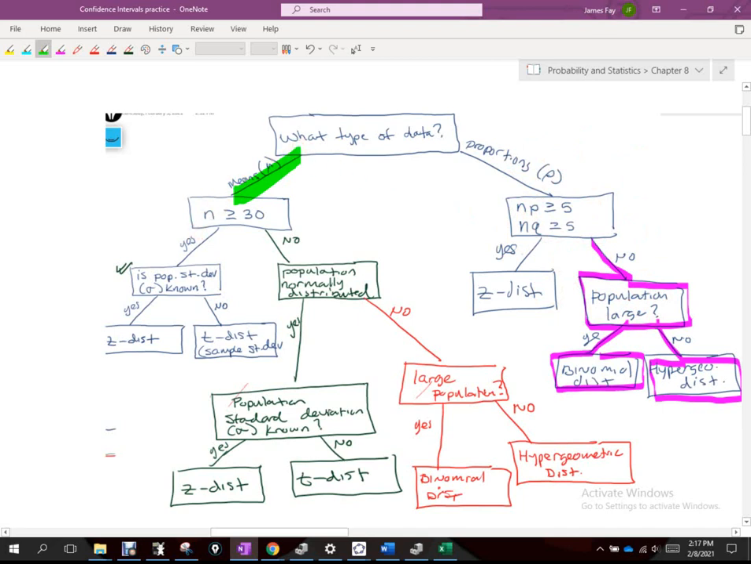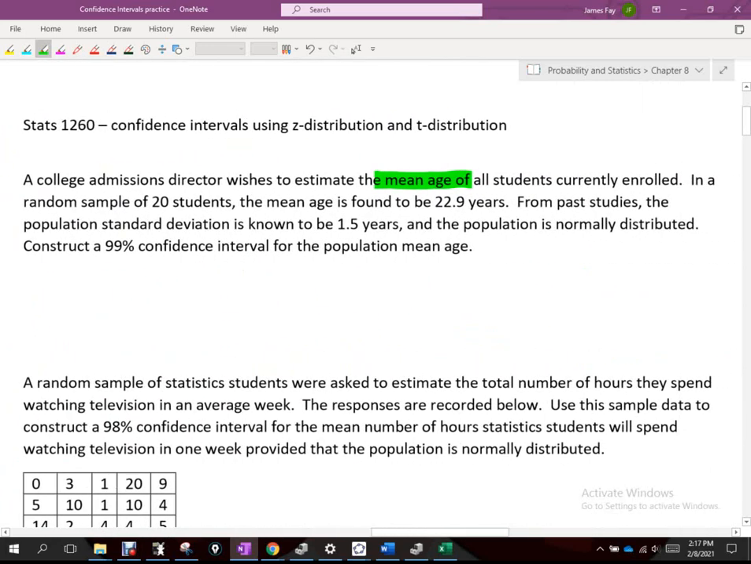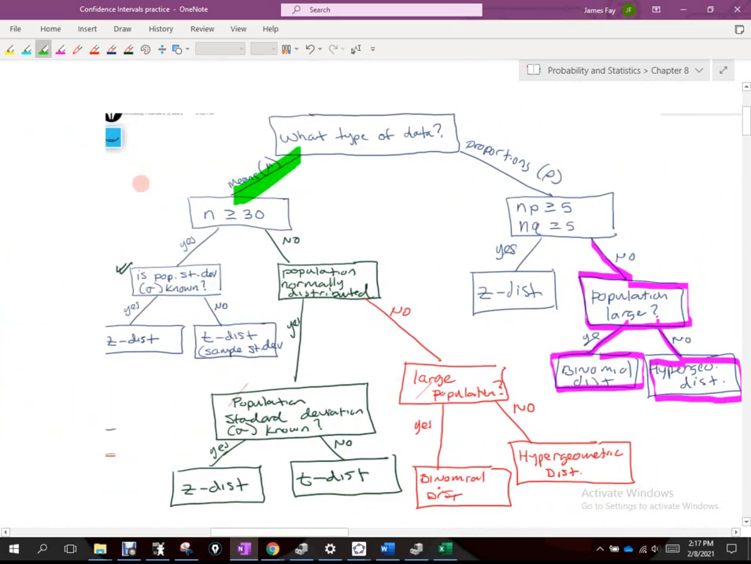So now I'm going to get to here and say, is N greater or equal to 30 or not? As we go through, it says in a random sample of 20 students. So that's less than 30, so we're going no. Now, here's the thing. Ultimately, regardless of whether we answer that question yes or no, it's going to get us to the statement of whether our distribution is normally distributed. If N was greater than or equal to 30, that guarantees it. Does that make sense?